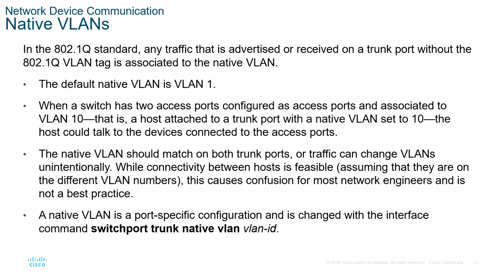The native VLAN should match on both trunk ports. The native VLAN should be configured separate from all of the data VLANs that are out there. A native VLAN is a port-specific configuration, and you can change it with switch port trunk native VLAN ID. And that way, data flowing through the VLAN is then modified. If you pull the switch out of the box, everything is going to be VLAN 1. So the native VLAN will be native VLAN 1.